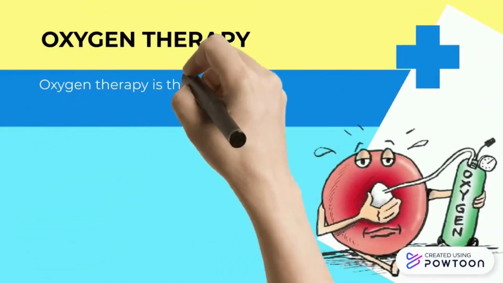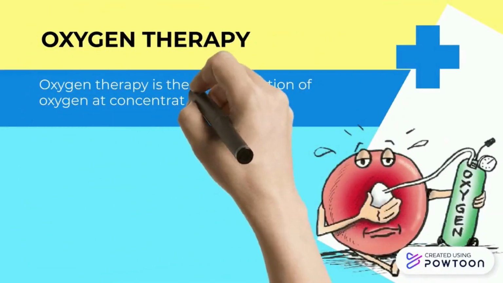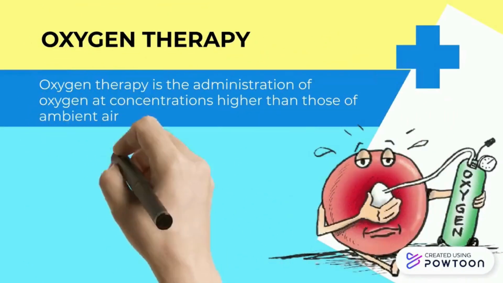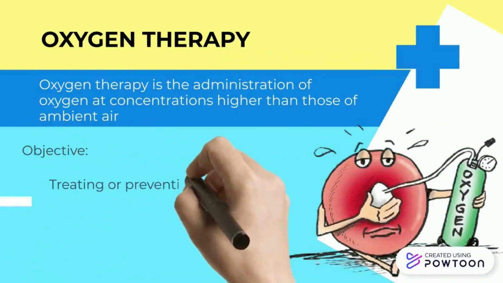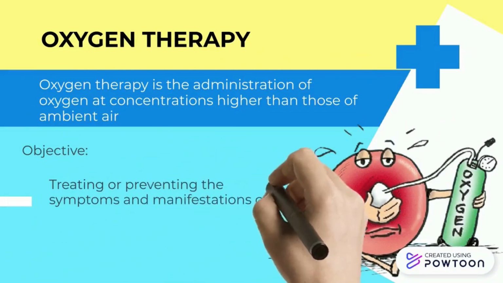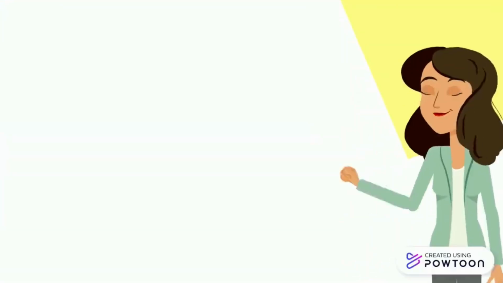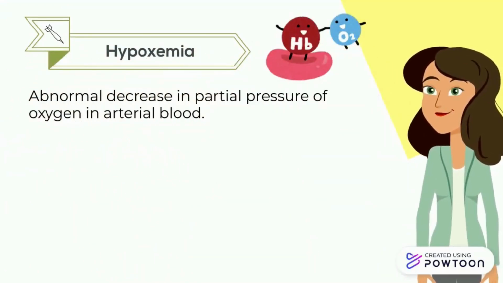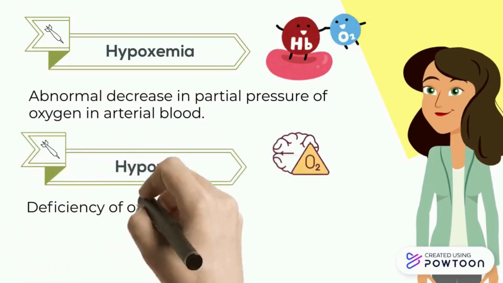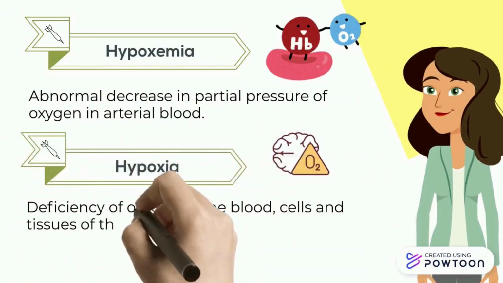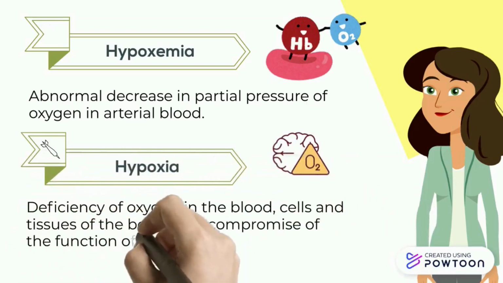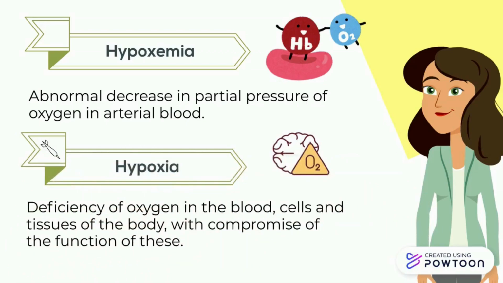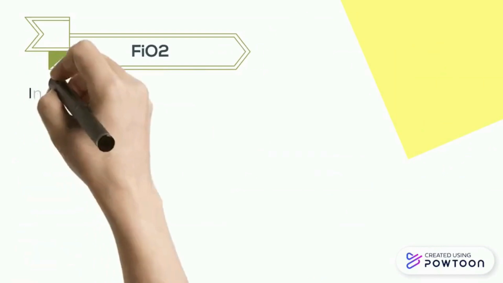Oxygen therapy is the administration of oxygen at concentrations higher than those of ambient air with the aim of treating or preventing the symptoms and manifestations of hypoxia. Hypoxemia is an abnormal decrease in the partial pressure of oxygen in arterial blood. Hypoxia is a deficiency of oxygen in the blood, cells and tissues of the body, with compromise of their function.